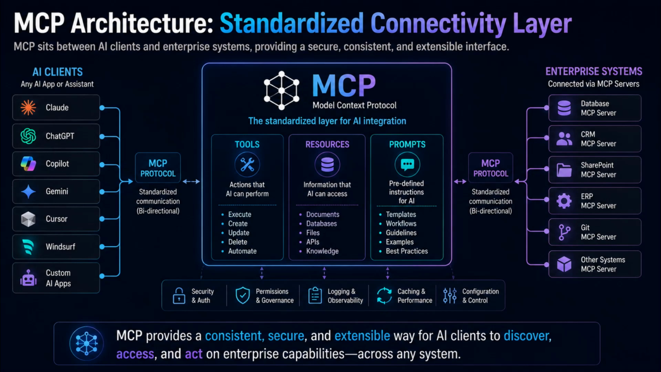The AI client communicates with the MCP server, and then the MCP server interacts with the underlying system. This creates a clean separation between AI and the enterprise application. The AI doesn't need to understand every application individually. It only needs to understand MCP, and that is what makes the architecture scalable.